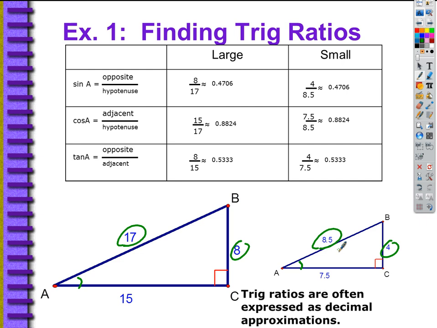If I do the math on those and turn them into decimals, I get the same decimals out of those. It's going to work the same for all of them. If I look at all the trig ratios, cosine would be 15 over 17, 7.5 over 8.5, tangent would be 8 over 15, opposite over adjacent, so 4 over 7.5. They all end up being the same. That makes sense, though, because trig functions really just depend on the angles that you're feeding them. What we're going to find out is that when I'm plugging these angles in, I'm going to be putting in numbers typically.